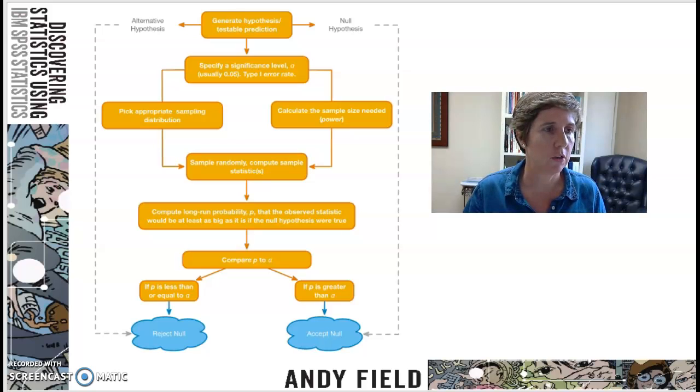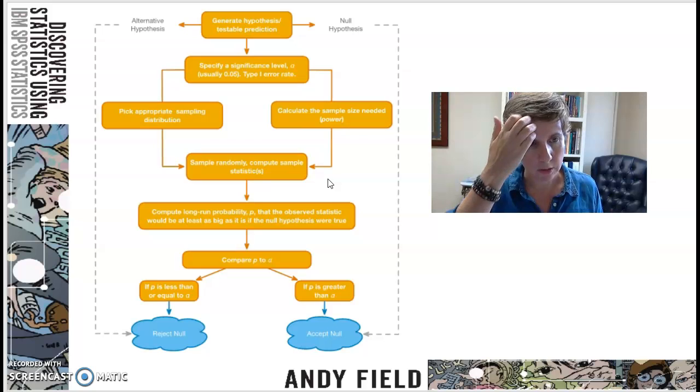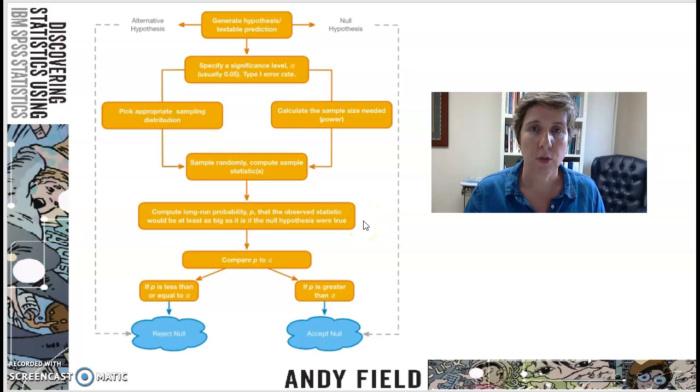So in this flow chart here, you've got your hypotheses that are generated, and they're testable. You've got an alternative hypothesis, so your research hypothesis, experimental hypothesis, all that is the same thing. And then you've got your null hypothesis. And so you decide up front in your research what your significance level is that you are going to be testing at. You pick your sample, you calculate your sample size, you randomly sample, so you get your group of people, values, and then through the statistical analysis, you compute your probabilities.